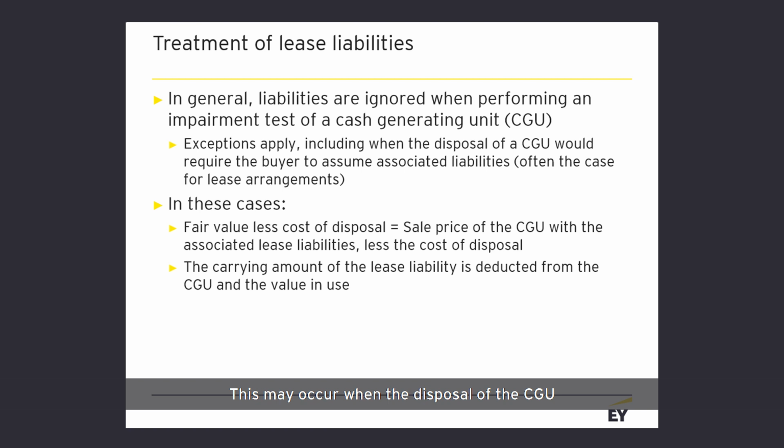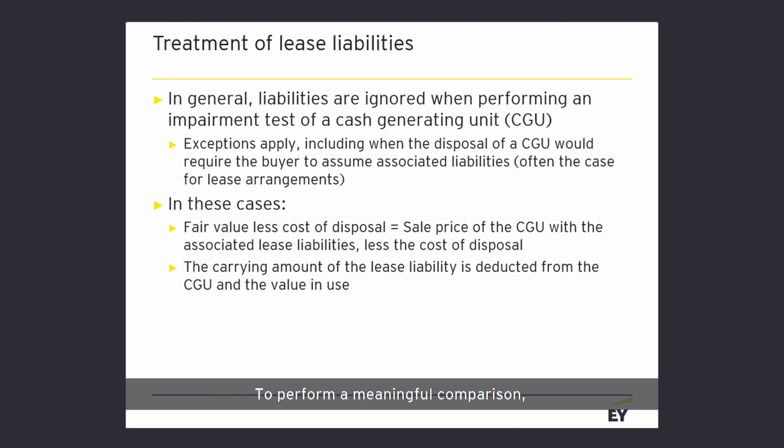This may occur when the disposal of a CGU would require the buyer to assume the associated liabilities. When it comes to the lease arrangement, a CGU would often be disposed of together with the associated lease arrangements. In these cases, the fair value less cost of disposal of the CGU would be the sale price of both the CGU and the lease liabilities, less the cost of disposal.